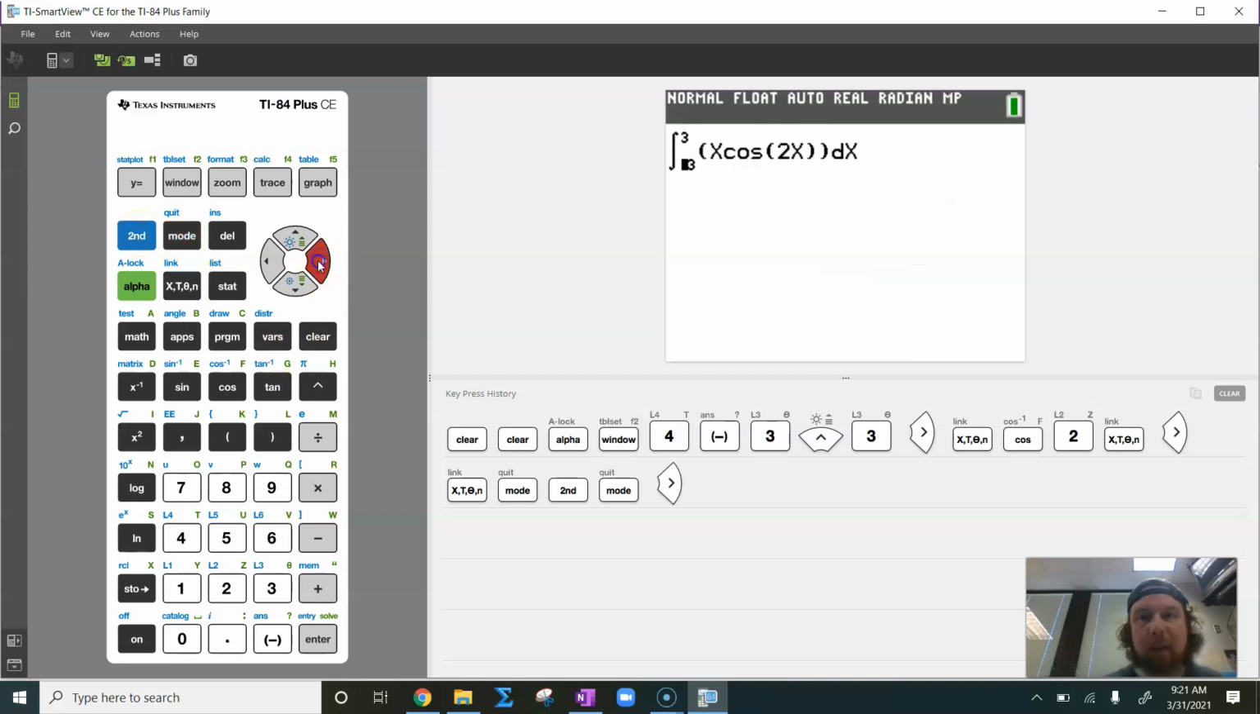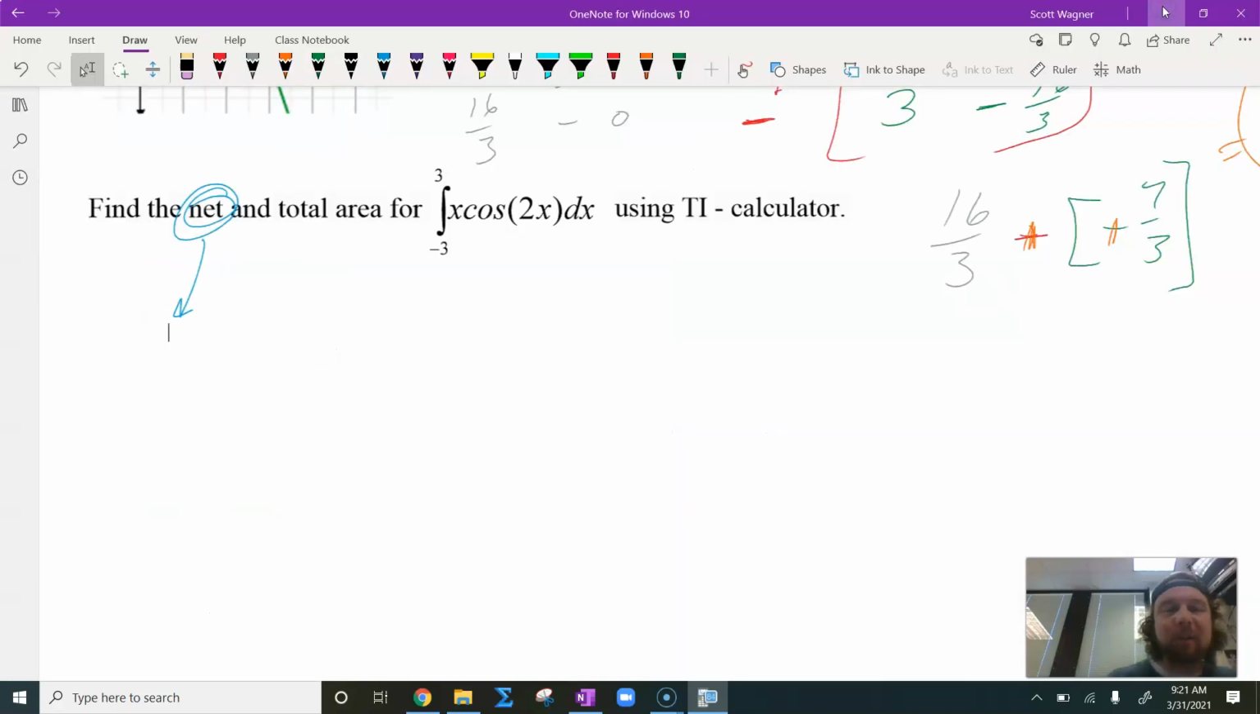And I can go ahead and equate this right here. And it gives me a value of 0. That's kind of weird. So the net area is actually equal to 0. Okay, so that's really a 0. So what that means is we've got the same amount above as we have below.